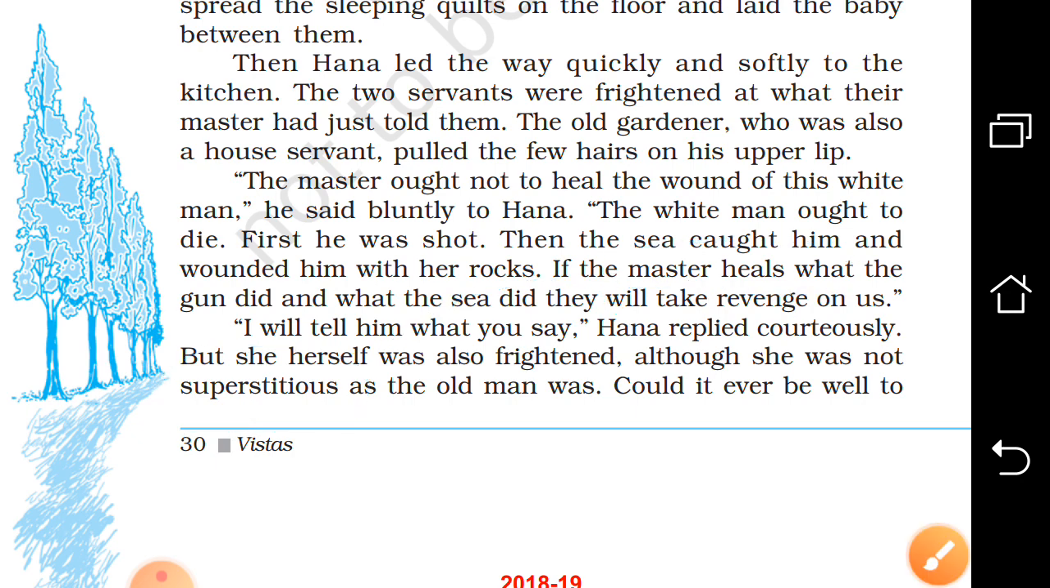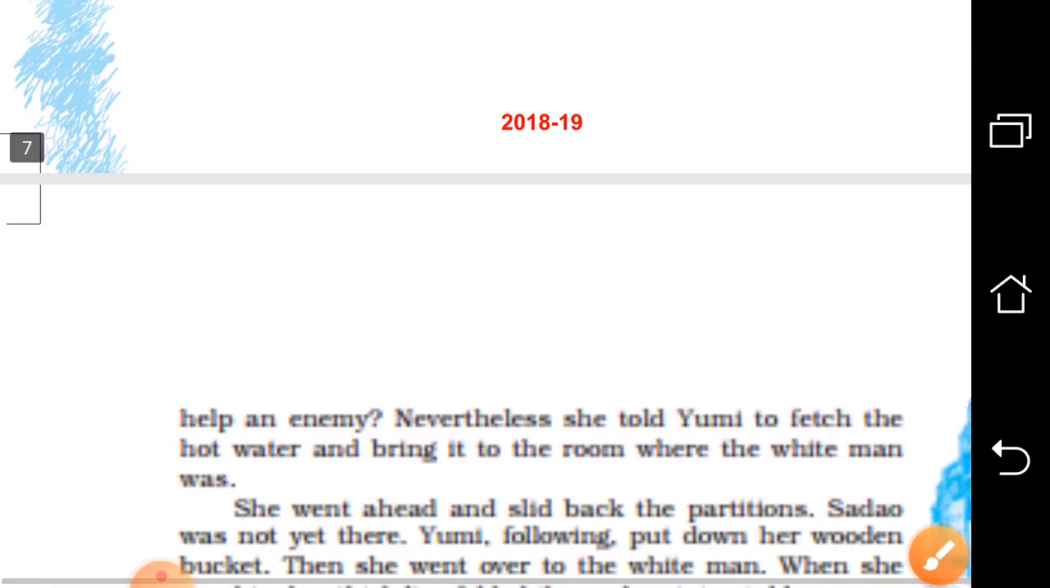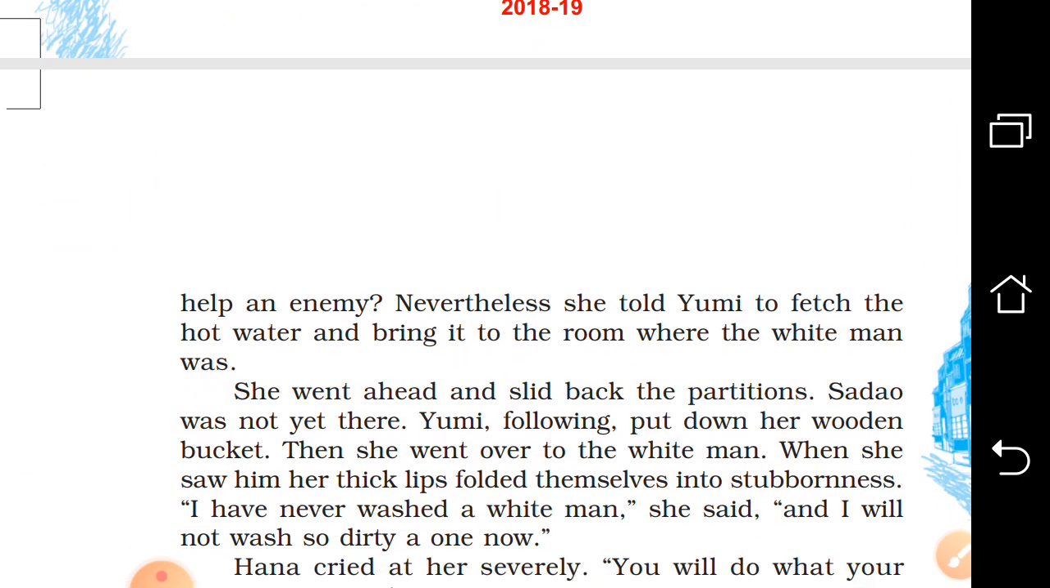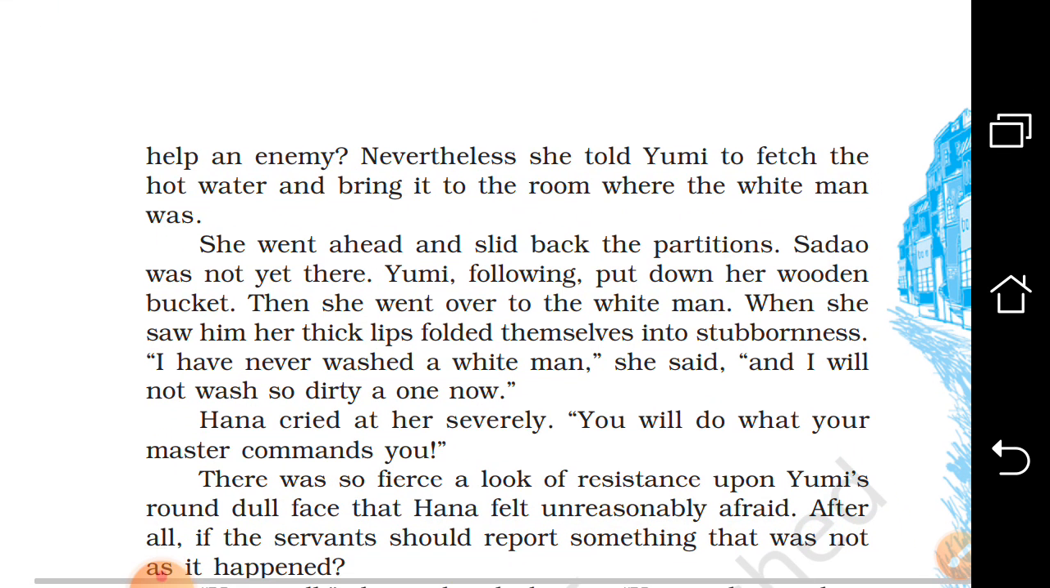Could it ever be well to help an enemy? Nevertheless, she told Yumi to fetch the hot water and bring it to the room where the white man was. She went ahead and stood back the partition. Shadow was not yet there. Yumi, following, put down her wooden bucket. Then she went over to the white man.